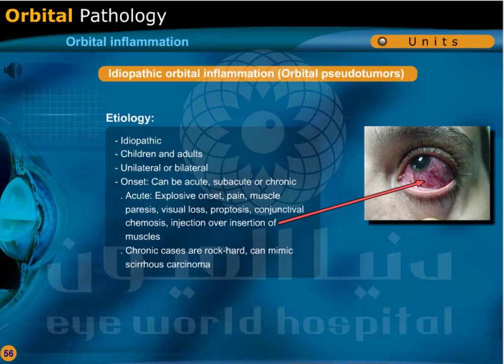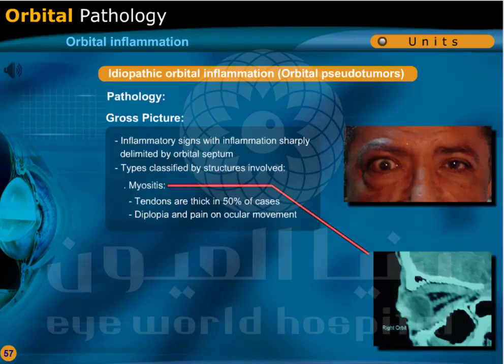Onset can be acute, subacute, or chronic. Acute: explosive onset, pain, muscle paresis, visual loss, proptosis, conjunctival chemosis, injection over insertion of muscles. Chronic cases are rock hard, can mimic serous carcinoma. Gross picture: inflammatory signs with inflammation sharply delimited by orbital septum. Types classified by structures involved.